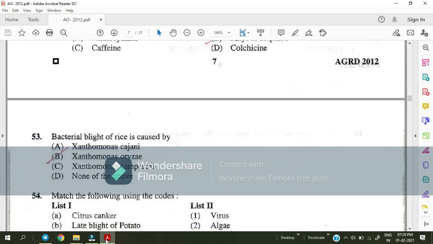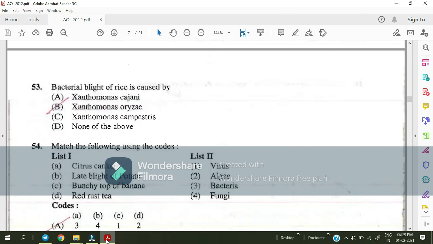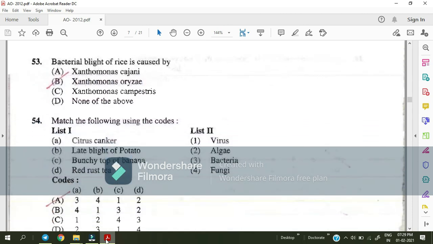53, bacterial blight of rice is caused by Xanthomonas oryzae. Xanthomonas campestris is citrus canker. 54th question. Citrus canker is a bacterial disease. The scientific name is Xanthomonas campestris. The recommendation is spray of copper oxychloride 0.3%.